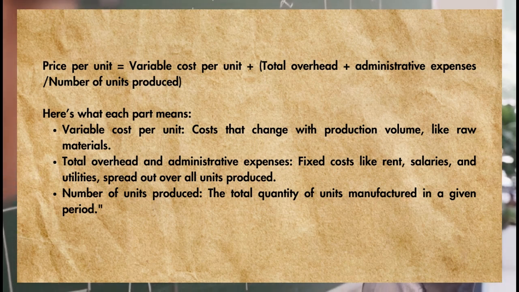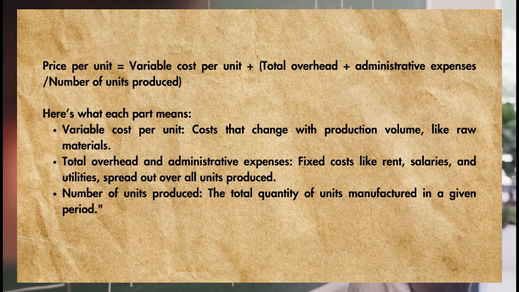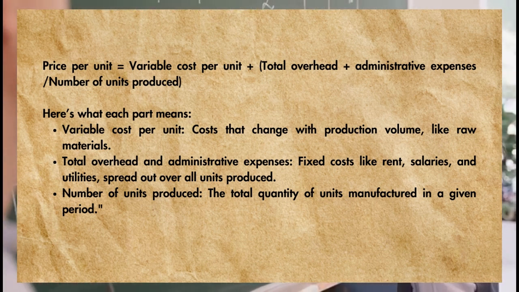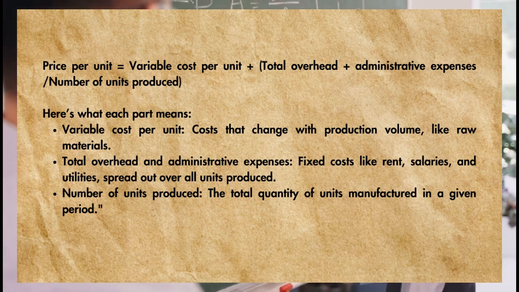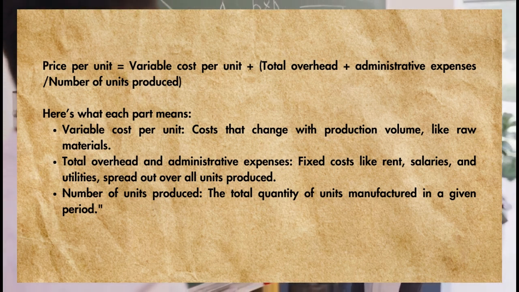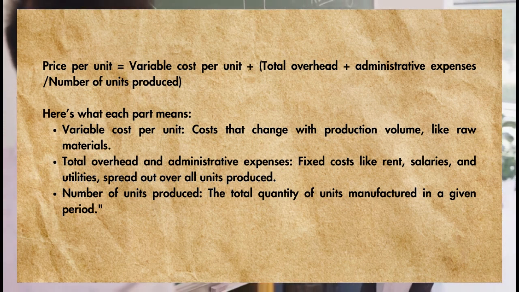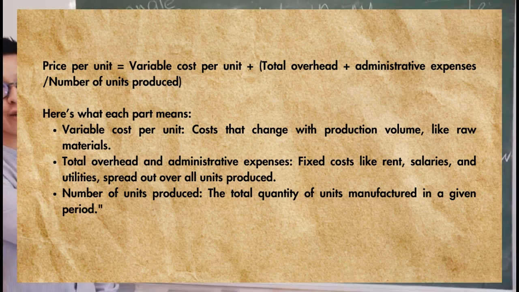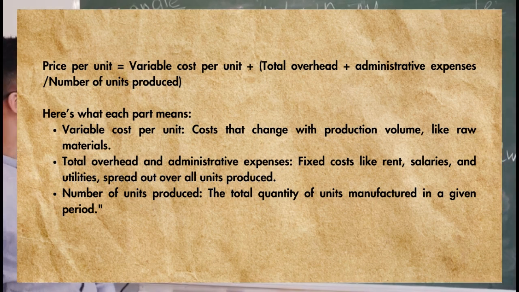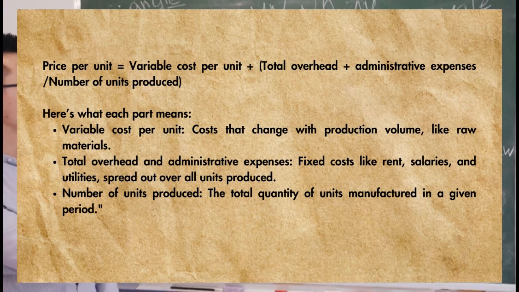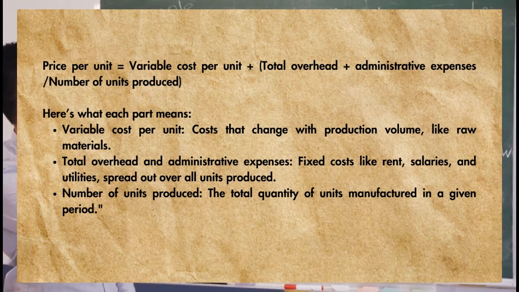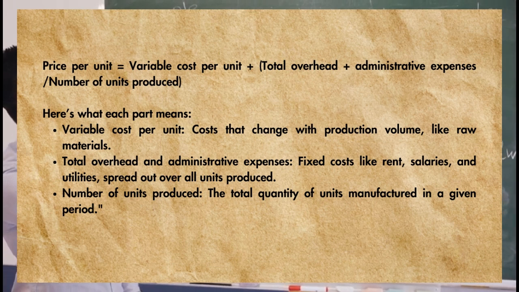Now here's what each part means. Variable cost per unit: costs that change with production volume, like raw materials. Total overhead and administrative expenses: that is fixed costs like rent, salaries, utilities, spread out over all the units produced. Number of units produced: the total quantity of units manufactured in a given period.